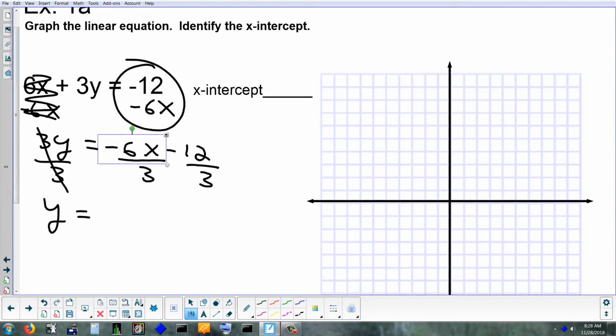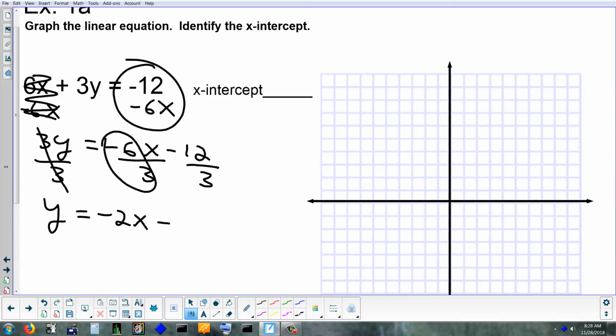And now we have negative 6 divided by 3. I think we can simplify that. Nicole, what's negative 6 divided by 3? Negative 2. Now all we did was reduce this. The x is still right there though. So negative 6 divided by 3 is negative 2 with the x.